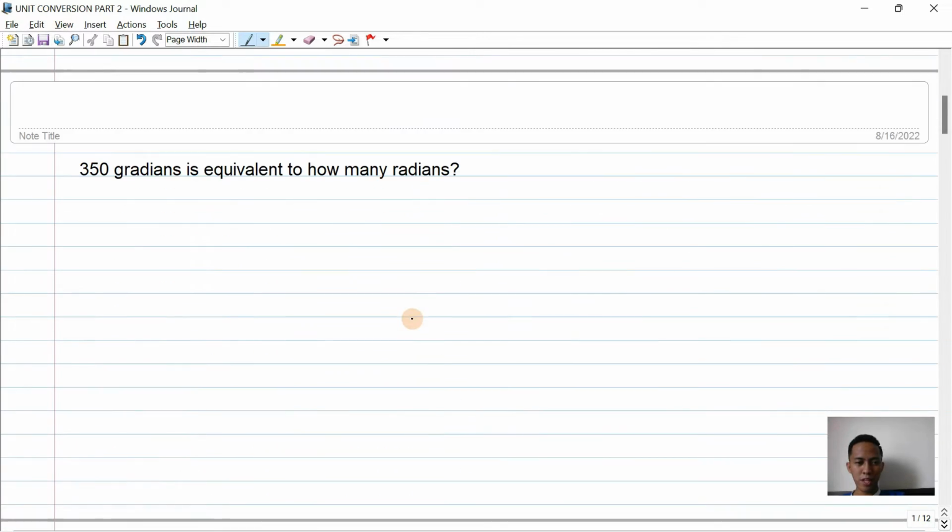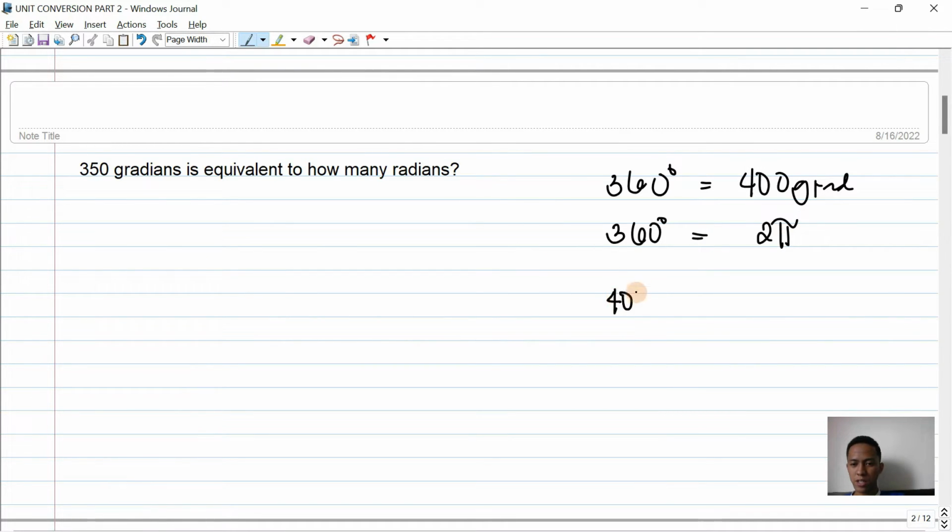So let's proceed guys sa ating next problem. So 350 gradients is equivalent to how many radians? Okay, going back to the conversion, we have 360 degrees. That is equivalent to 400 gradients. Okay, and we have 360 degrees is equivalent to 2 pi radians. Okay, therefore, we can say that 400 gradients is just equivalent to 2 pi rad. Okay, 2 pi rad or 2 pi radians.